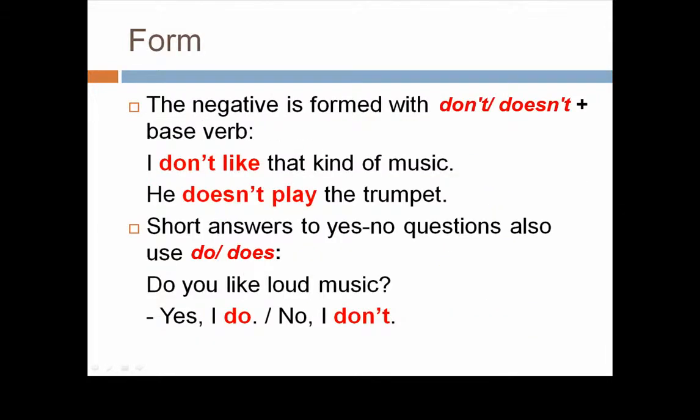The negative is formed with the helping verbs don't, doesn't, plus the base verb. For example, I don't like that kind of music. He doesn't play the trumpet. Short answers to yes-no questions also use helping verbs, do, does. For example, do you like loud music? Yes, I do. Or, no, I don't.